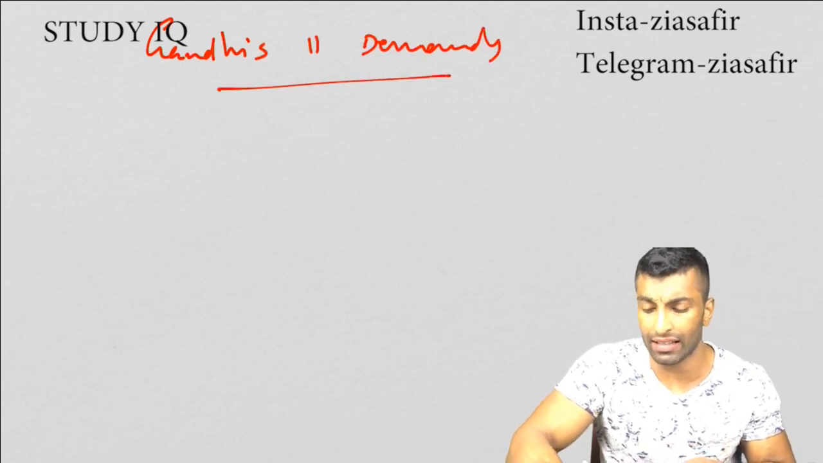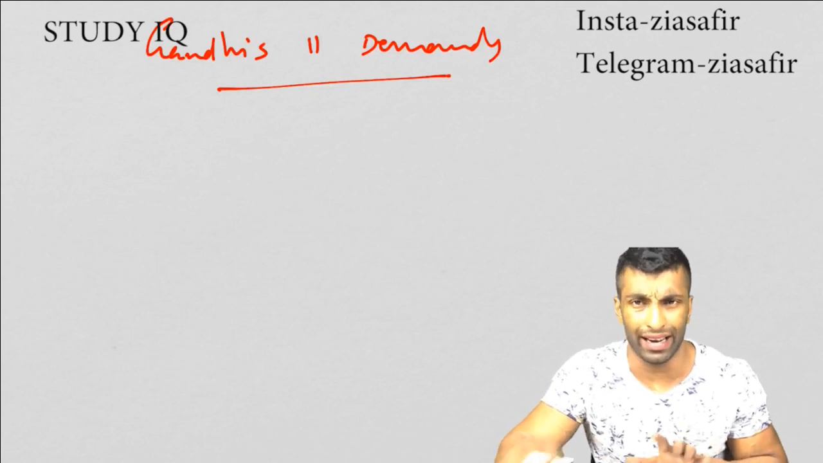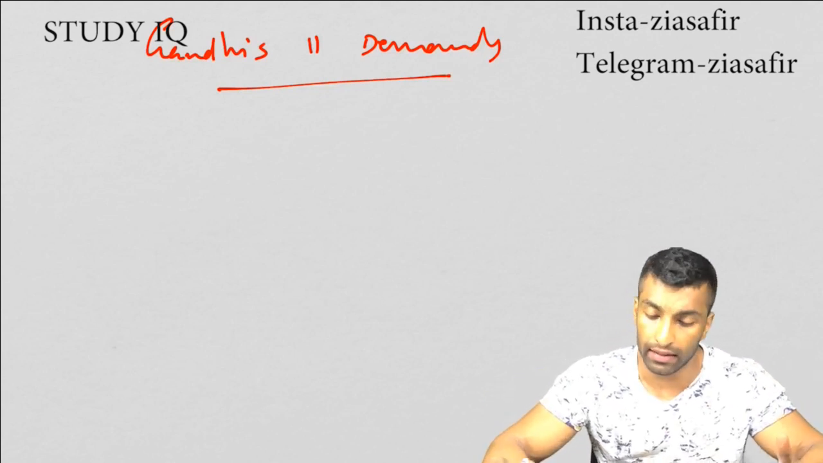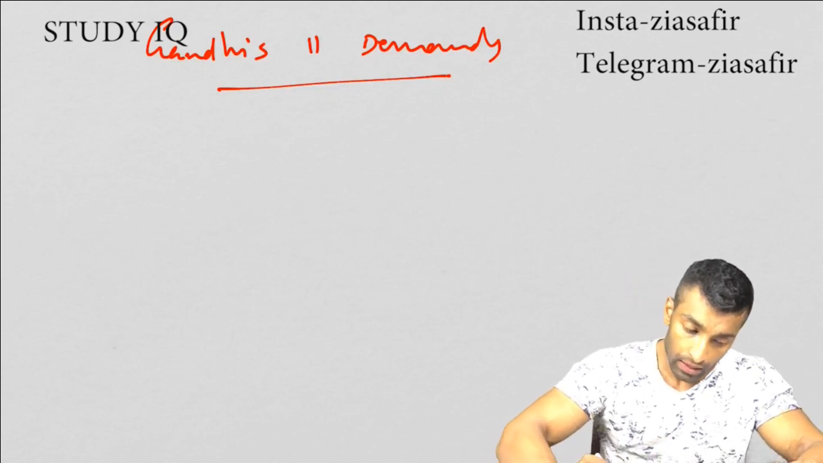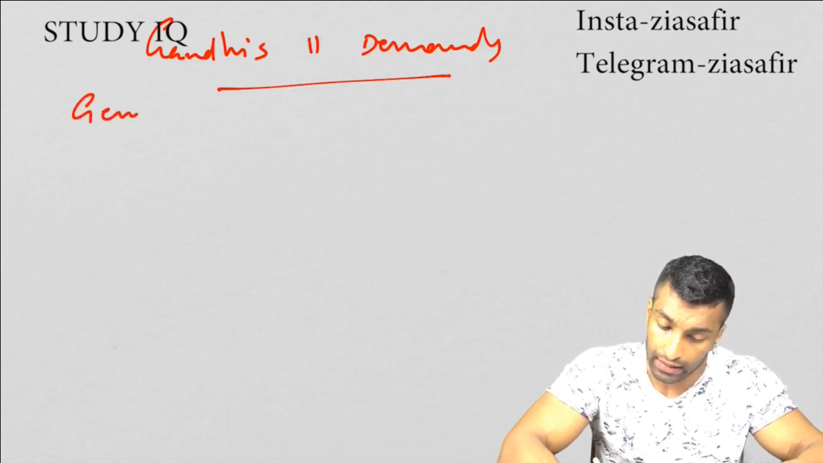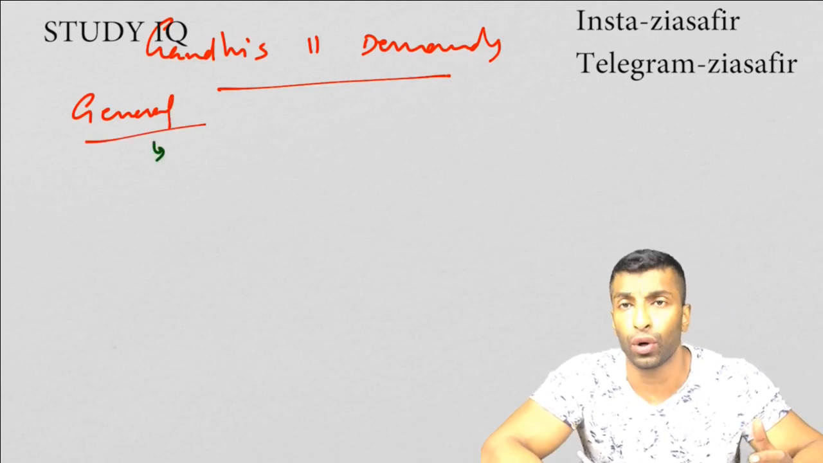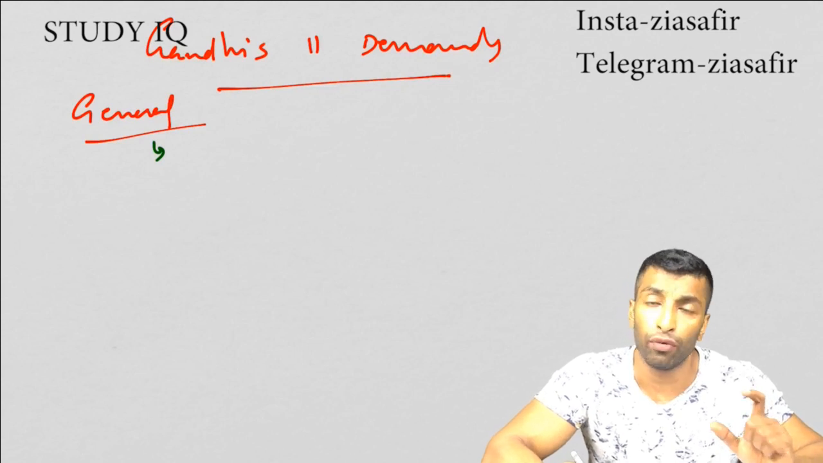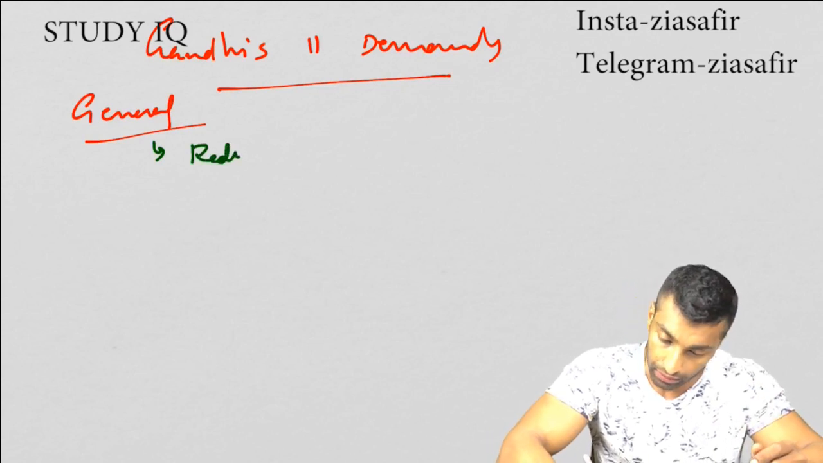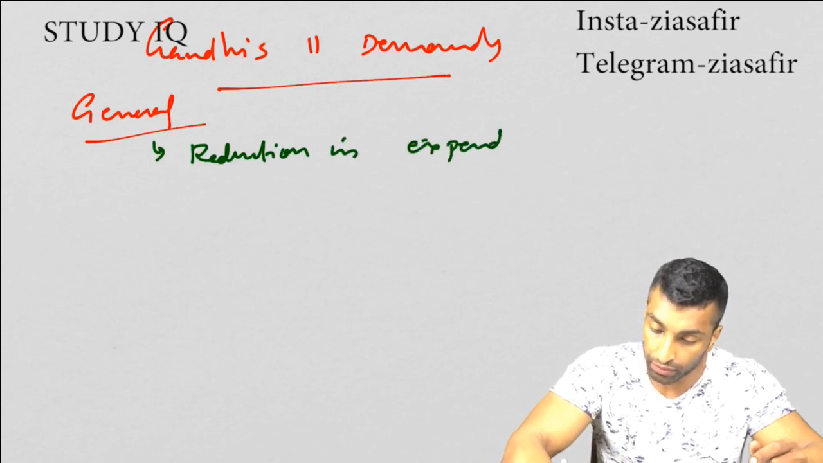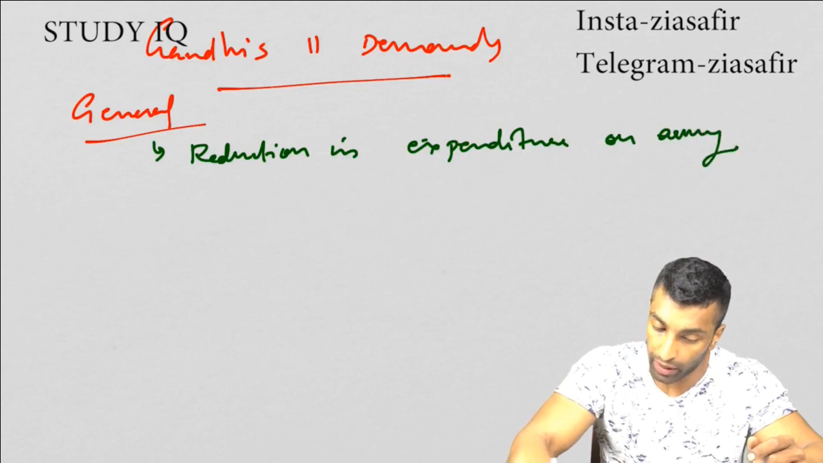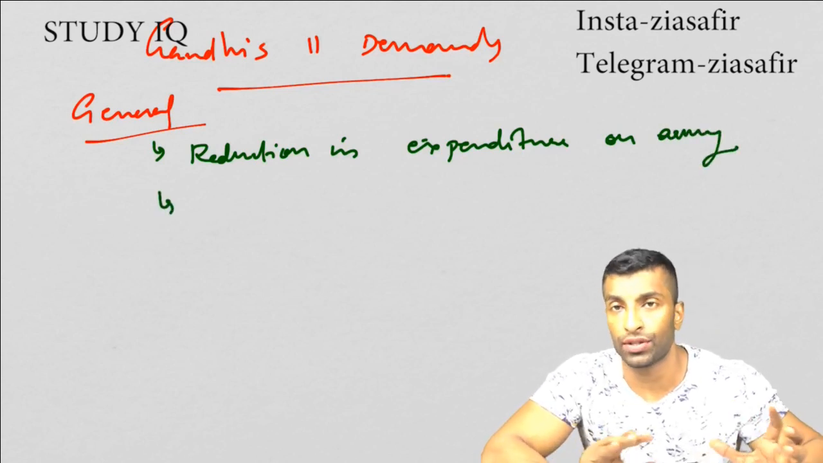I'll discuss the important points here. We don't want to get into the complete details, only whatever is required from a prelims and mains point of view. So the first category is the general demands. We will discuss 3 general demands here. The first one, as I told you already, is reduction of expenditure on army. Okay, second one, lift restriction on press.